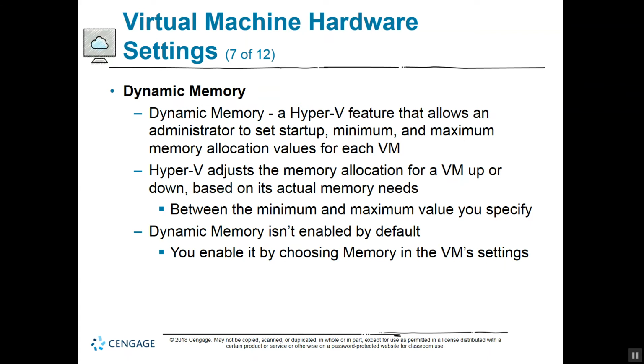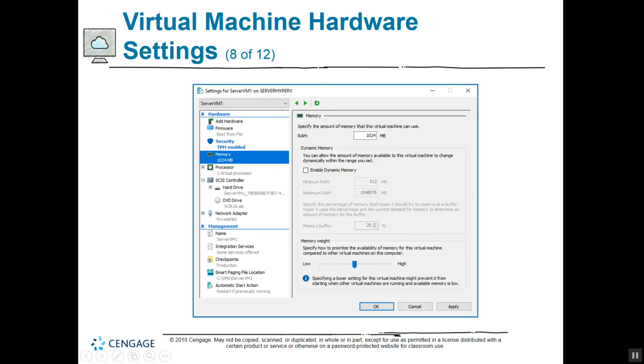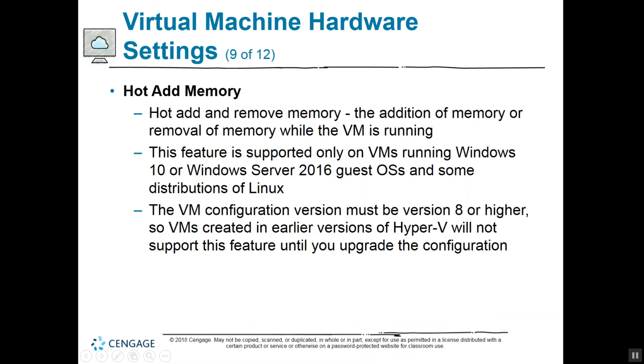Dynamic memory is not enabled by default, but we can turn it on. You enable it by choosing memory in the VM settings. Here we go, and right there we would click that enable dynamic memory. Set the min, set the max. So we've got hot add memory and remove memory, the addition or removal of memory while the VM's running.